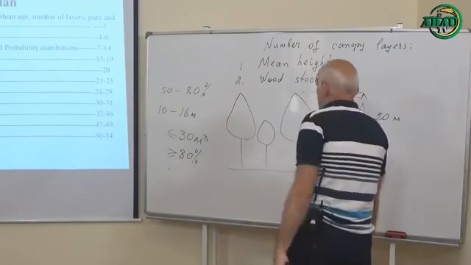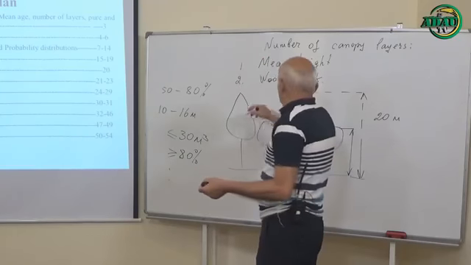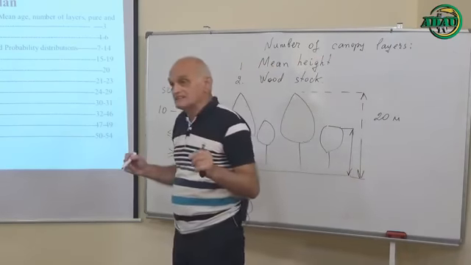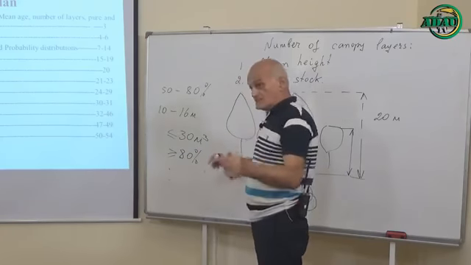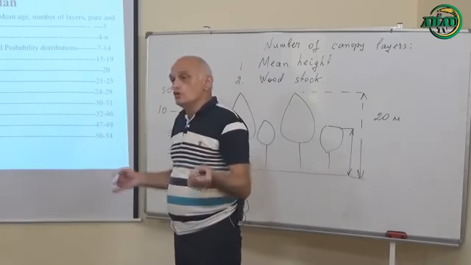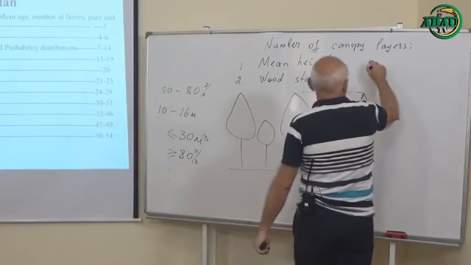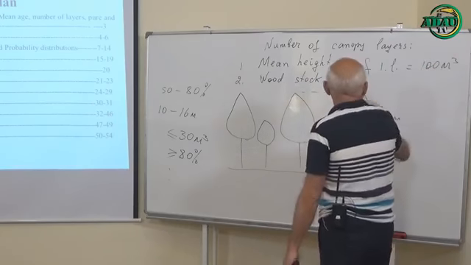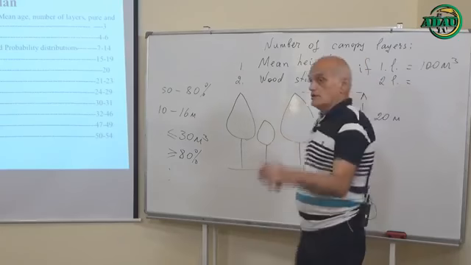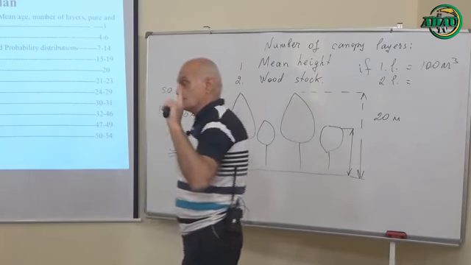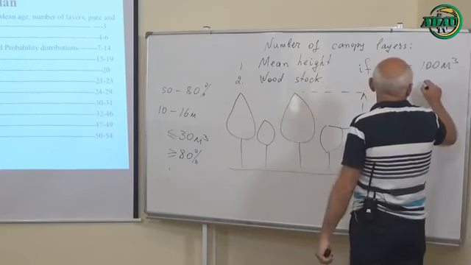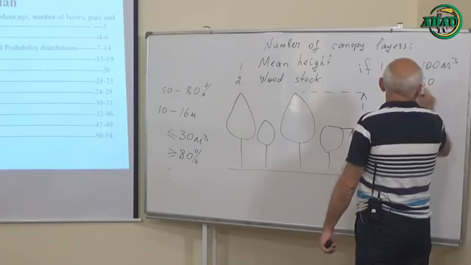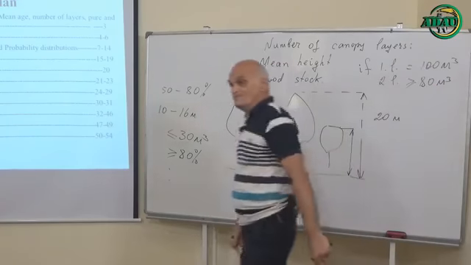For example, if the wood stock of the first layer is equal to 100 cubic meters, then the second layer should be more than 80 cubic meters. If the first layer is equal to 100 cubic meters, then the second layer must be no less than 80 cubic meters. Is it clear for you? Thank you.